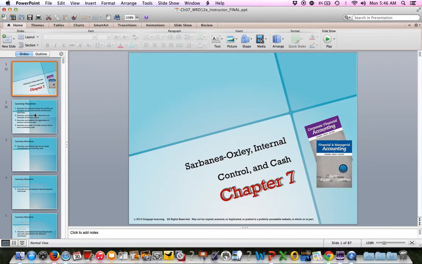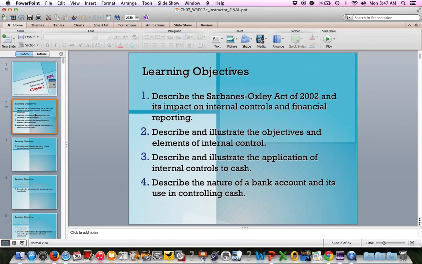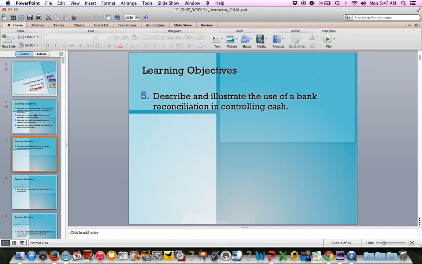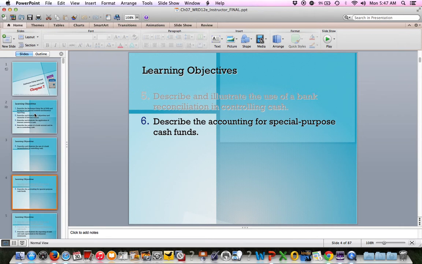And cash, and we'll see what some of the learning objectives are here in just a moment. We'll talk about Sarbanes-Oxley, we'll talk about internal controls, applications of internal controls to cash, and then controls around a bank account that controls cash. So quite a few things to talk about. Another one is then to talk about bank reconciliations. And there's a few more here.